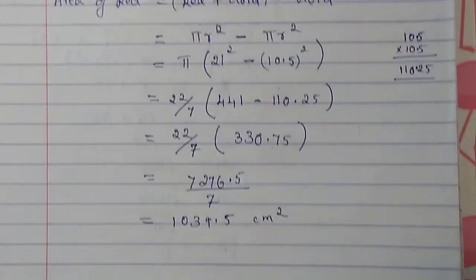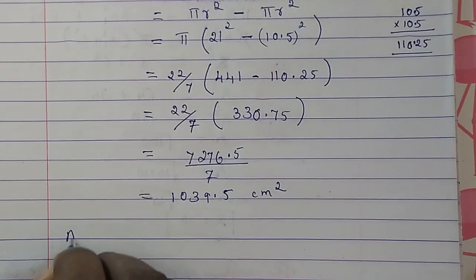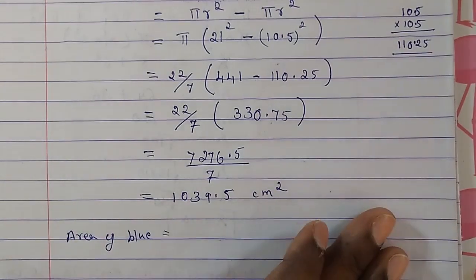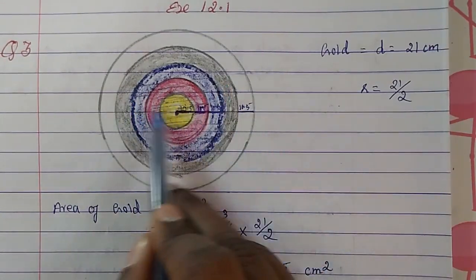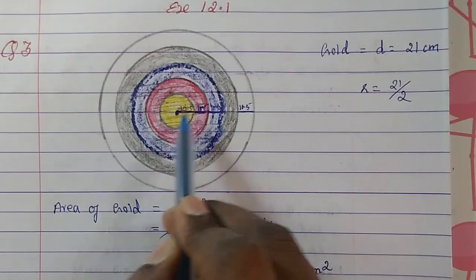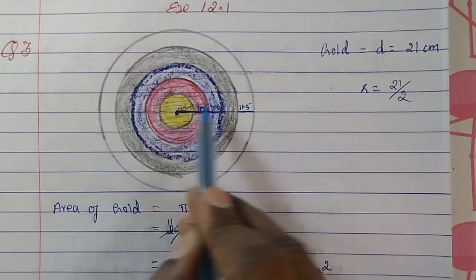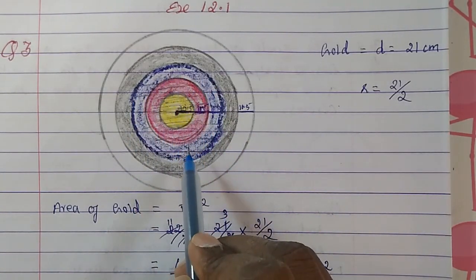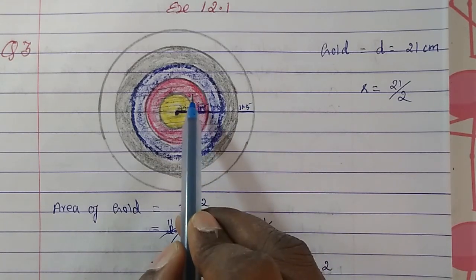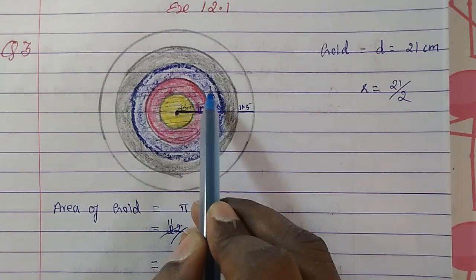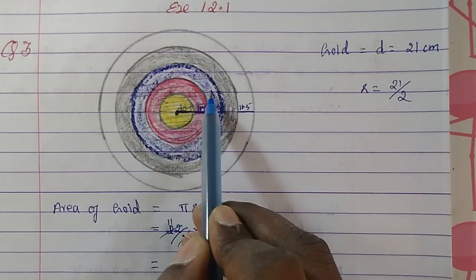So now we will find the area of blue. As I told you, how to get the area of blue? We will take the whole thing, that is gold plus red plus blue. We will find the area of the whole circle, and from there we will subtract gold plus red. These two we subtract, then we will get the area of the blue band.